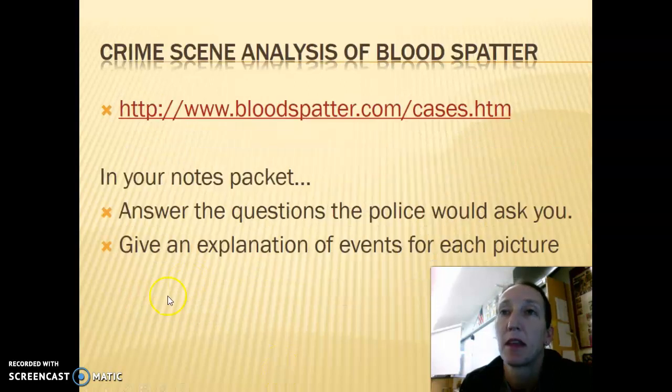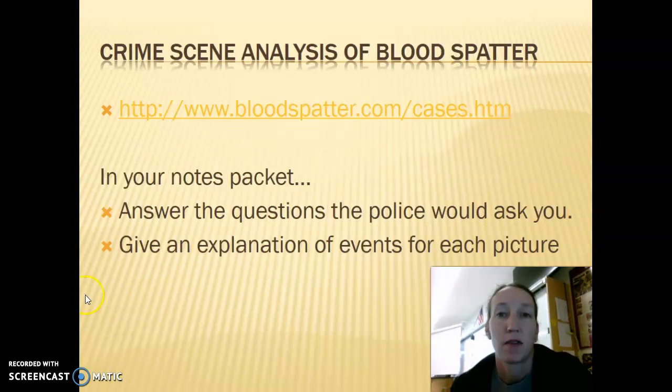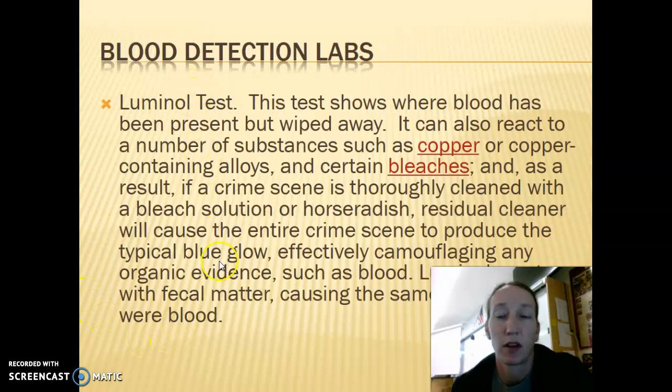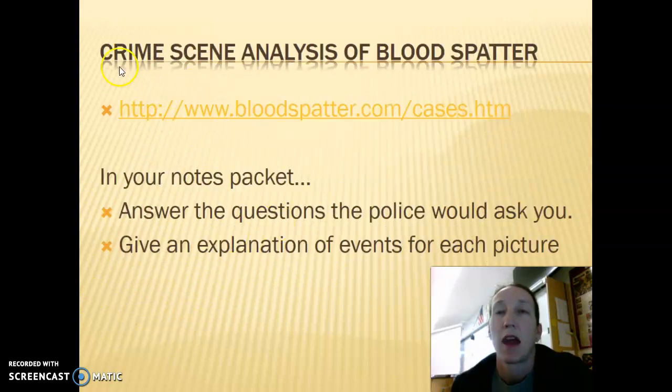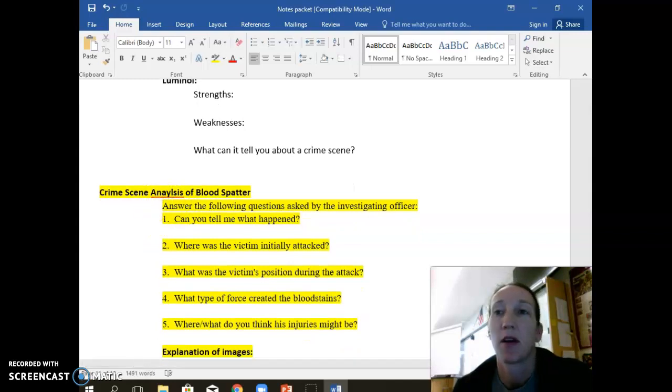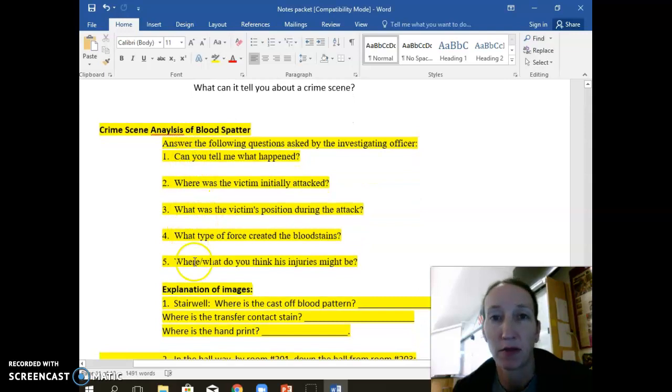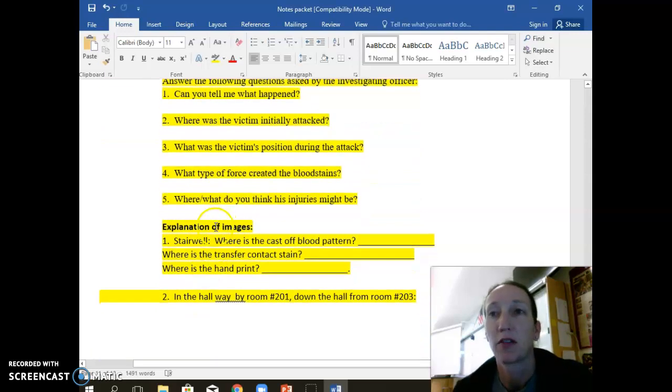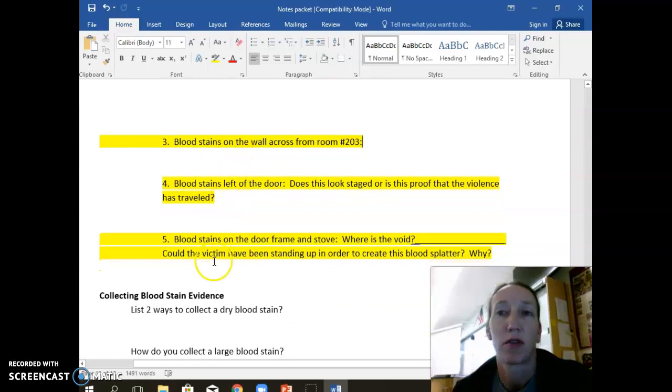All right. Okay, so I moved on to the next slide after the 3 different presumptive blood tests, and you'll see this crime scene analysis of blood splatter. This is in your notes packet. This is on page 11. You can see it right here. Now, unfortunately, the website link has been discontinued, so we're not going to worry about this part. The crime scene analysis blood spatter. There's questions 1 through 5. You're not going to worry about answering them. Explanation of the images, and then it goes over to this 1 through 5.